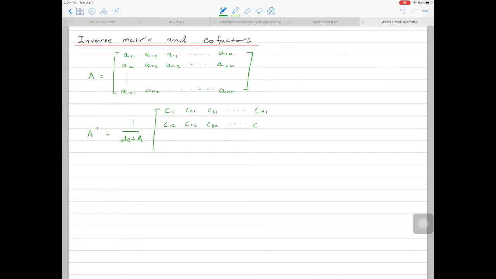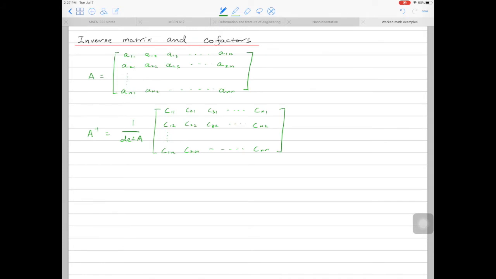C32, then Cn2. Let's skip to the very last row. The first entry of the last row is C1n, then C2n. And the last entry of the new matrix is Cnn.